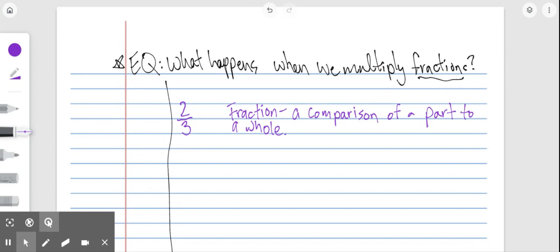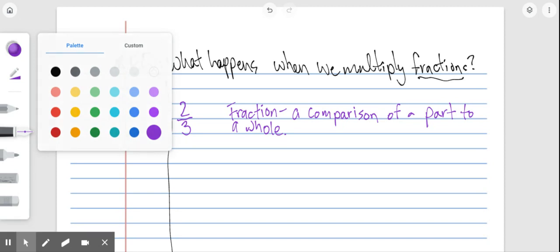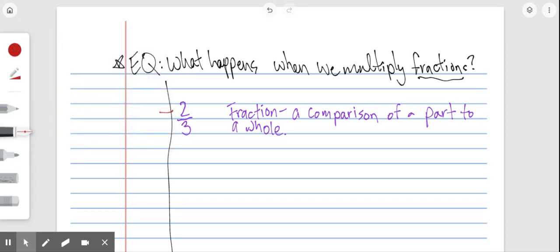For this fraction, 2/3, the 2 represents the part, okay? Because there are two parts total. The part, and the 3 represents the whole. It's kind of like a ratio, which we haven't learned about yet, but we will learn about. So it's a comparison from a part to a whole.